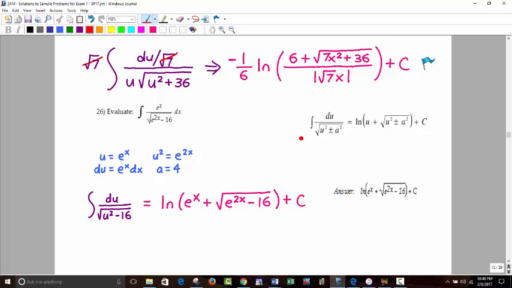And so if 16 would have been first, e to the 2x would have been second, it would have been arcsine. So it fits this formula now perfectly. So du over u squared minus 16, so it fits this. So the u is e to the x, and then the radical part's exactly the same radical part that you're integrating in the denominator. So it's e to the 2x minus 16, and then plus c. So you get the right u, and then match the correct formula, you should be okay.